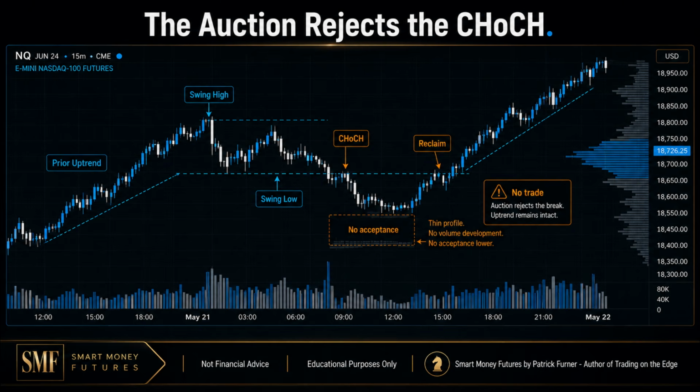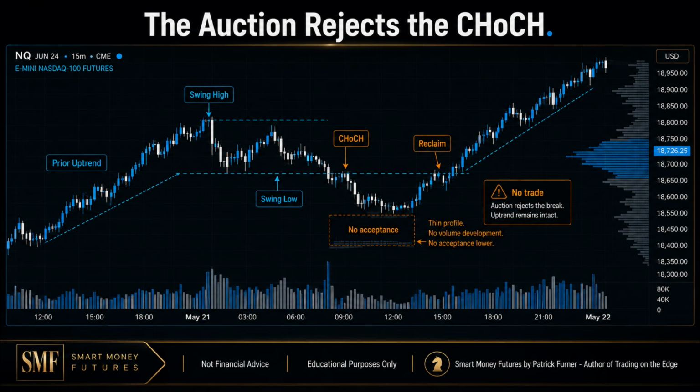The change of character was a liquidity sweep. A professional identified it as a hypothesis that was rejected by the auction. A retail trader who entered short on the change of character took a loss. In futures trading, avoiding bad trades is often the edge, especially for prop firm traders, where drawdown control matters more than catching every move.